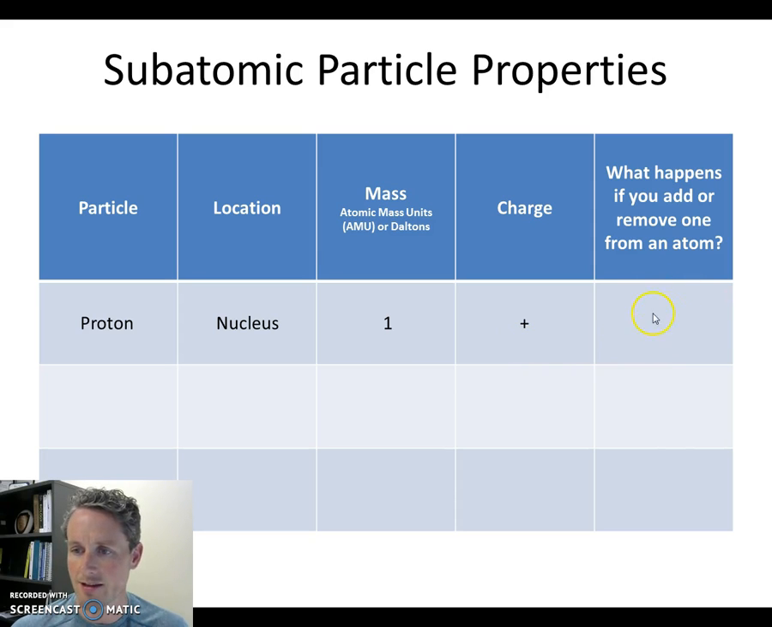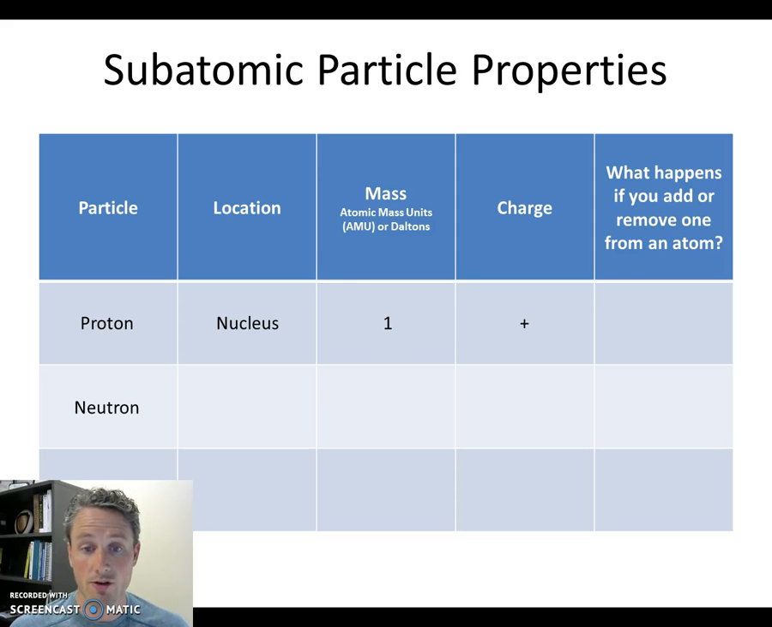I'm going to skip this last cell for now. We'll come back and fill that in later. But those are the important details that we always need to remember about protons. They're in the nucleus, they have a mass of 1, and they have a charge that is positive. So let's add information about a second subatomic particle. We'll do the neutrons next.